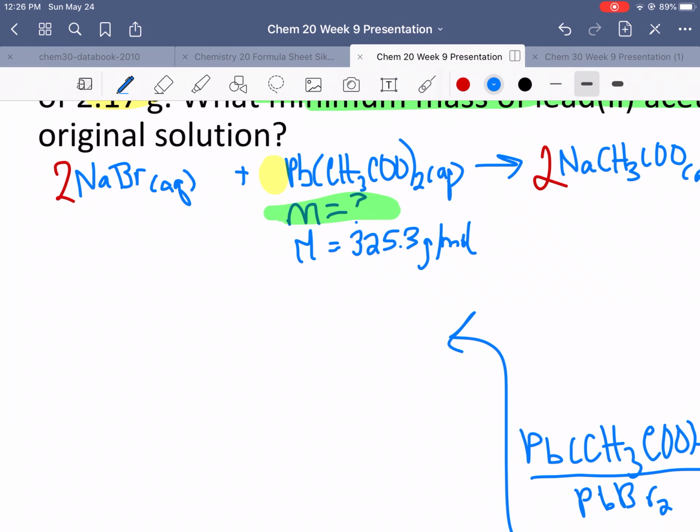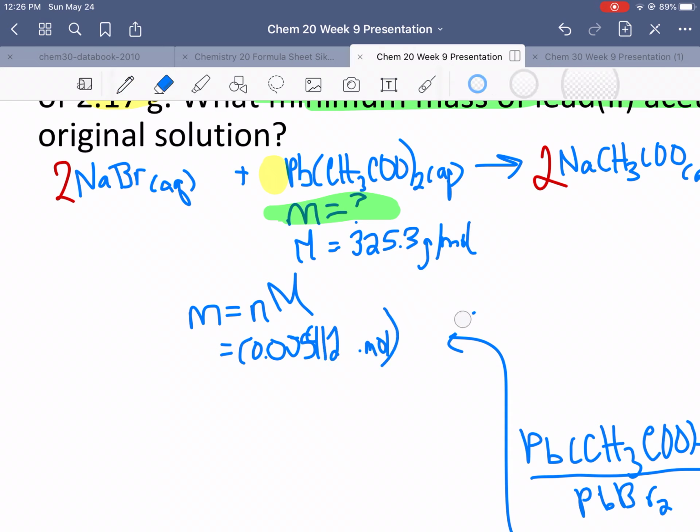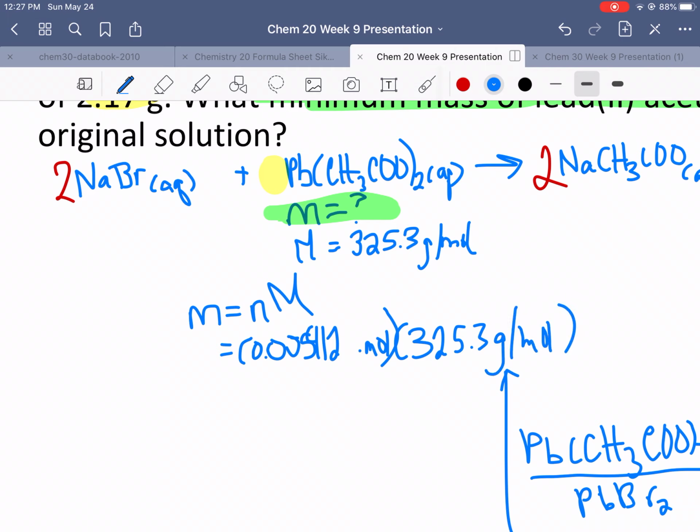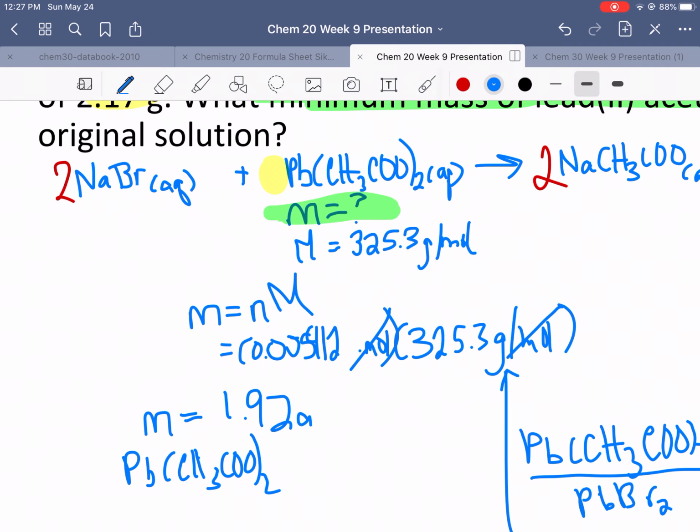Go back over to this side, mass is equal to N times capital M. Plug it in, 0.005912 moles times our molar mass, which is 325.3 grams per mole. Moles cancel out, we'll be left with the mass. 3 sig digs for this particular question again. The mass of the lead-2 acetate is officially equal to 1.92 grams.